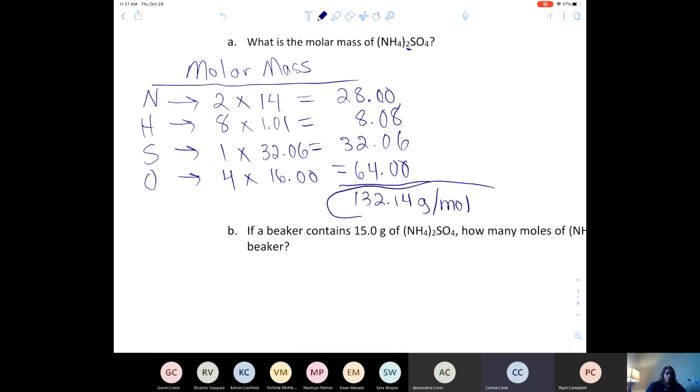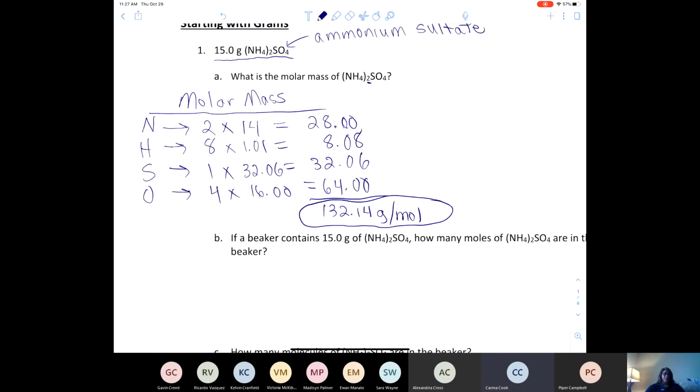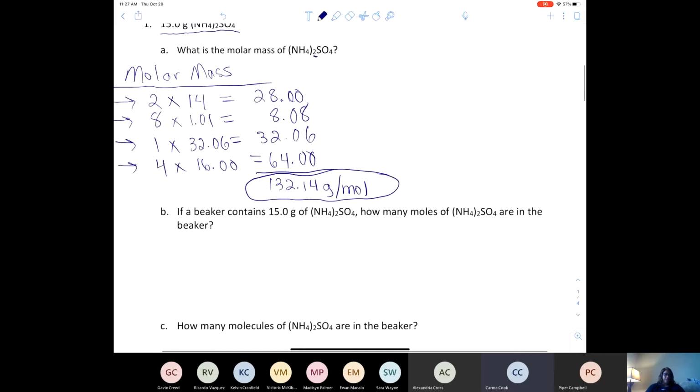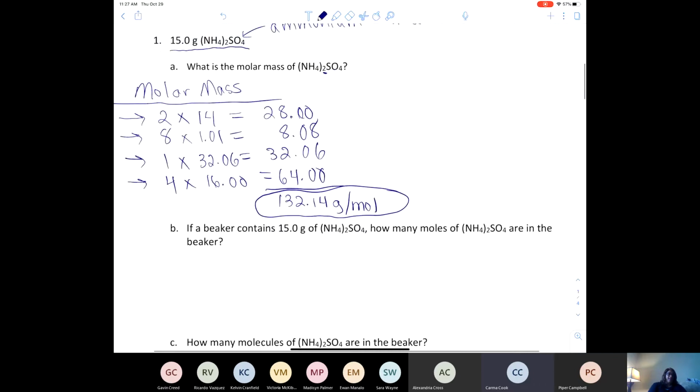So now we've got our molar mass. Now that we know what the molar mass for ammonium sulfate is, now we can take the given 15 grams and convert it into moles by using the molar mass as a conversion factor.